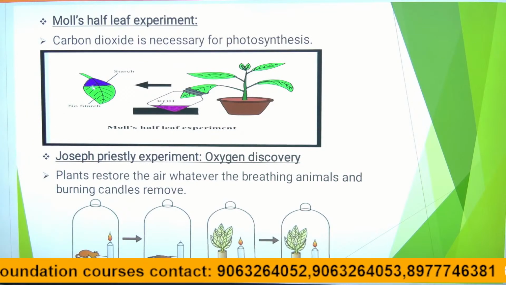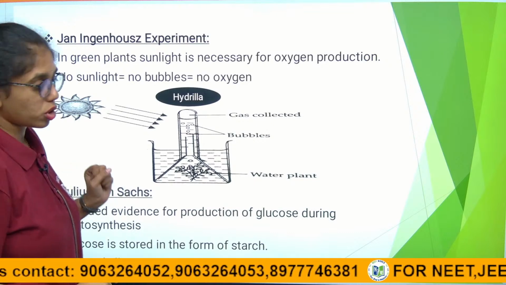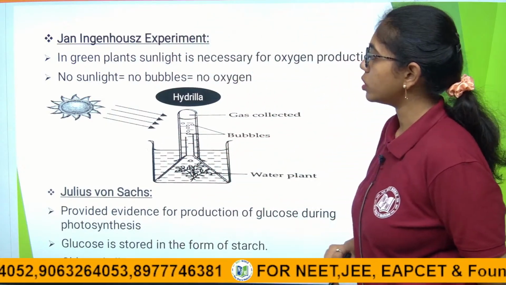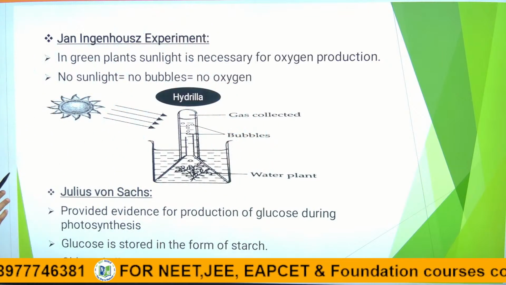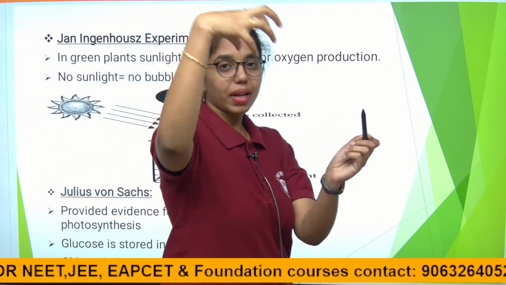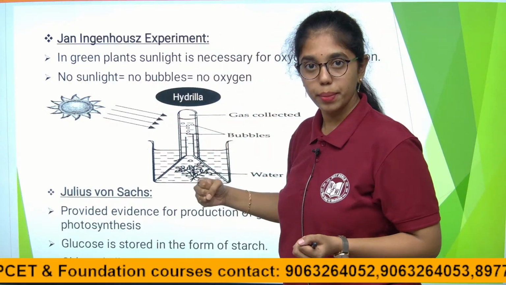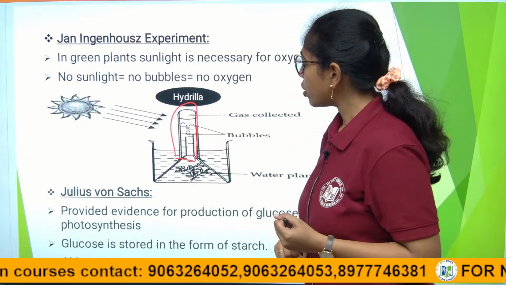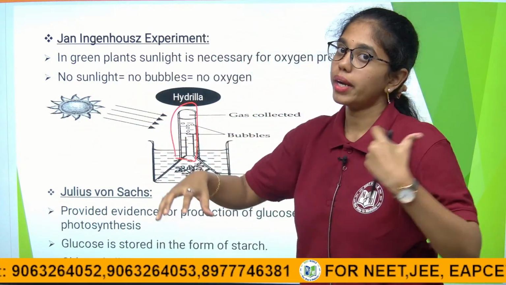Next, it is Jan Ingenhousz. He said that sunlight is essential for the process of photosynthesis and that oxygen evolves during photosynthesis. Here he has taken a beaker containing water and a thistle funnel. He has kept a hydrilla plant in the thistle funnel and inverted it inside the beaker. He has placed a test tube over the thistle funnel. Fine. So, after a certain period of time, he has placed two such setups, one in light and one in dark.